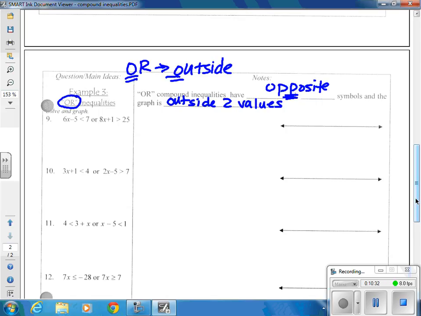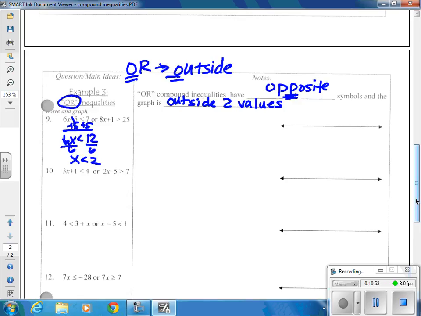All right, for number 9, again, we're going to take each one of these inequalities and do them separately, and then we're going to write our final one with the word OR between it, and then turn around and graph it. For 6x minus 5 less than 7, it's a two-step inequality, so you add 5 to both sides. Now I've got 6x is less than 12. I'm going to divide by 6, and x is less than 2.